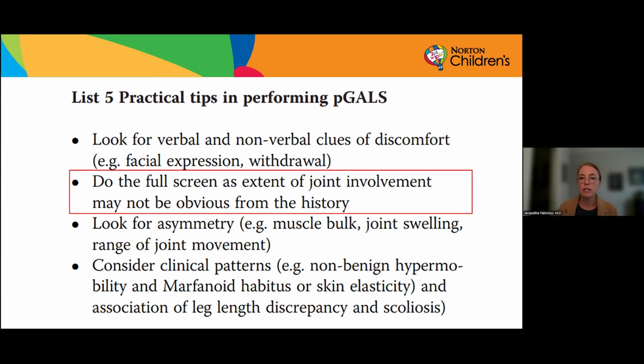And then you, of course, want to consider any clinical patterns. So do they look like they have Marfan's? Do they look like they have hypermobility? Are we noticing scoliosis or leg length discrepancies on their exam?